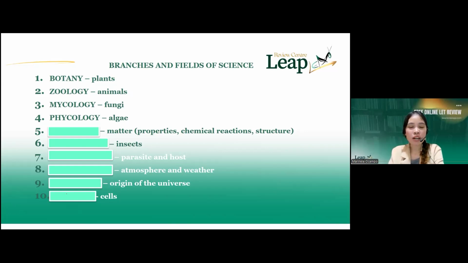Now, what branch of science deals with the study of matter, particularly with the properties, chemical reactions, and structure? Will it be physics or chemistry?